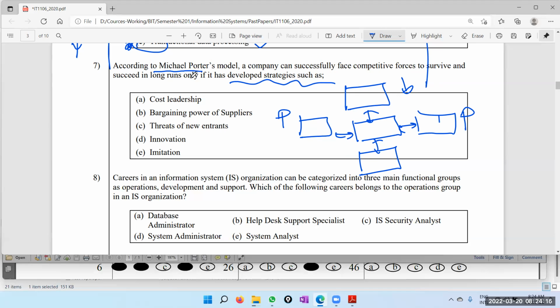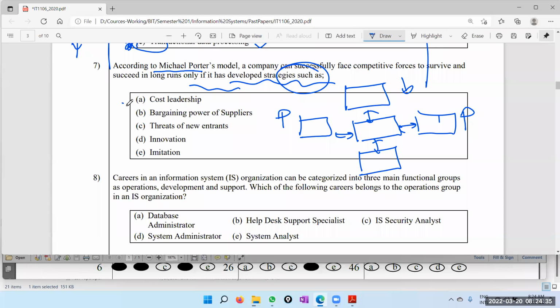Right? So succeed in the long run only if it has developed strategies such as... what strategies? Quality leadership, cost leadership, product differentiation. Those are the strategies. Now let's see.